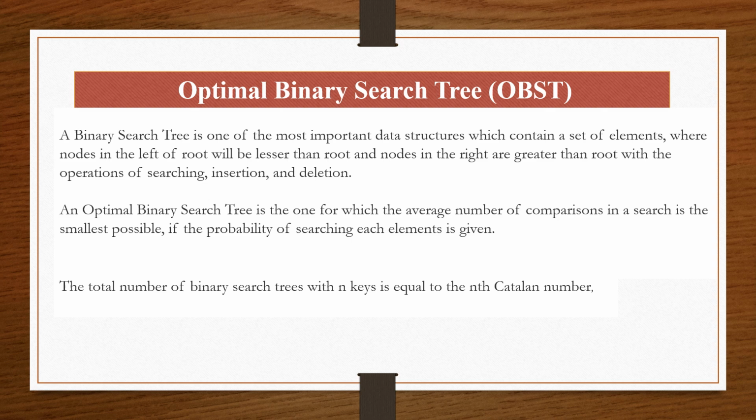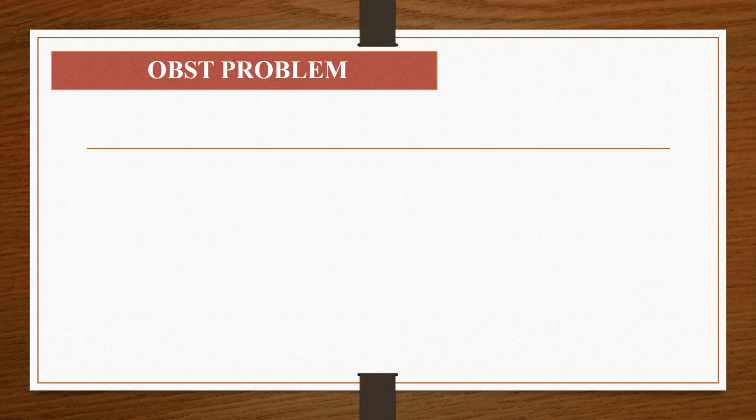The total number of binary search trees with n keys is given by a Catalan number, and this is the formula for that. C of n is equal to 1 by n plus 1 times 2n choose n. And if n is 0, C value will be 1.